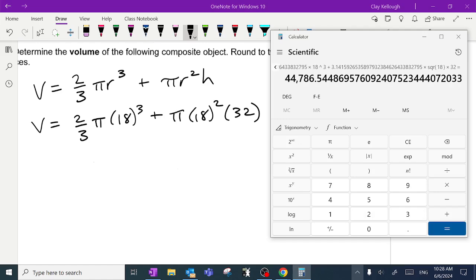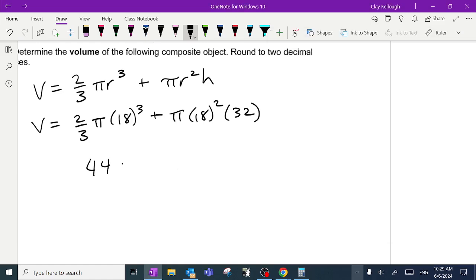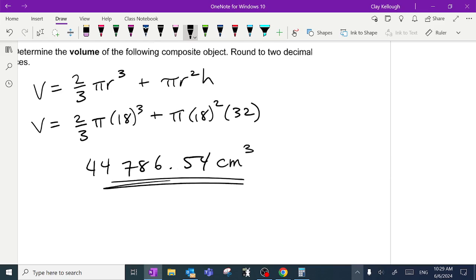Do I have confirmation that that's the right number? I'll give you a sec to try it. We have 3 people, we have 3 different answers. That's not good news. Somebody else try it. It's got to be you. Okay, we've got confirmation. This is it. 44,786.54 cubic centimeters. Because it's a hemisphere, not a sphere, right?